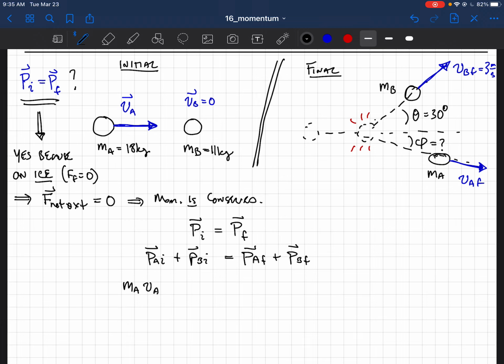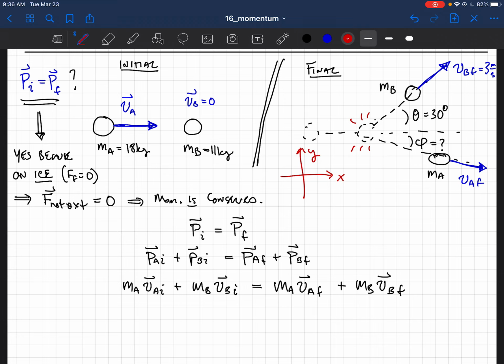That's equal to mA vA initial plus mB vB initial is mA vA final plus mB vB final. This is our vector equation. You could think of this as sort of like our Newton's second law vector equation. And what do we do with it? Well, it's a vector equation, so we choose coordinates, x and y, and we write down the x equation, and then we write down the y equation.